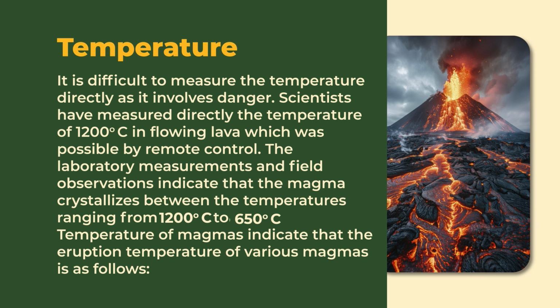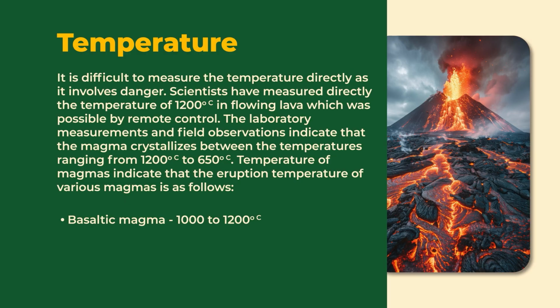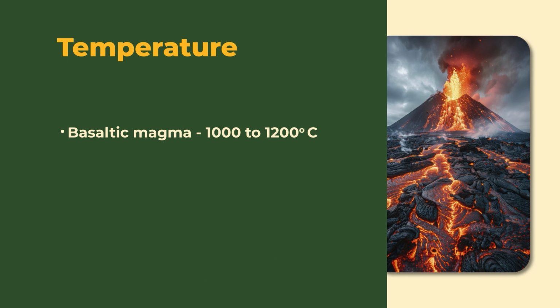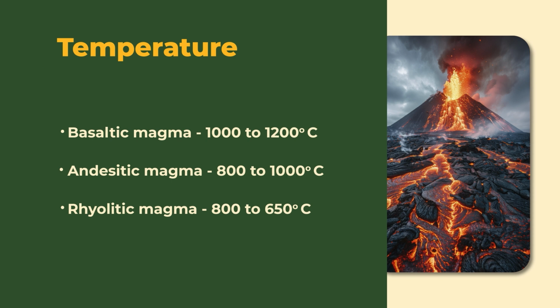Laboratory measurements and field observations indicate that magma crystallizes at temperatures ranging from 1200 degrees centigrade to 650 degrees centigrade. The temperatures of magmas indicate the eruption temperature. Basaltic magma crystallizes between 1000 and 1200 degrees centigrade. Andesitic magma crystallizes between 800 and 1000 degrees centigrade, whereas rhyolitic magma crystallizes between 800 and 650 degrees centigrade.